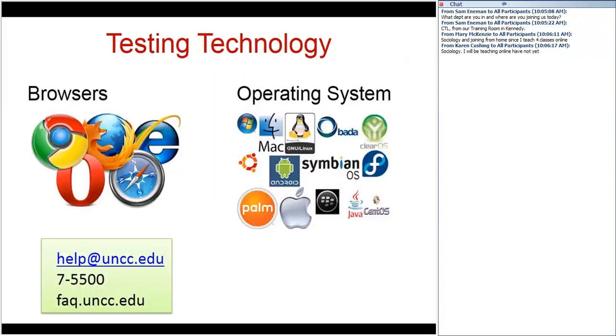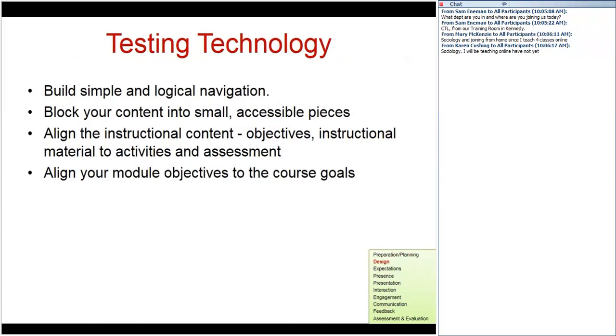This is just a screenshot of all the different browsers and different operating systems. And here are the help numbers, which you probably already know, right? Who to reach out to if there are questions. help@uncc.edu, and that's the phone number to call. And actually, if you're going to be using Canvas, Canvas has 24/7 help support too. So that's a great resource to have. So that's just about getting started, preparation and planning.